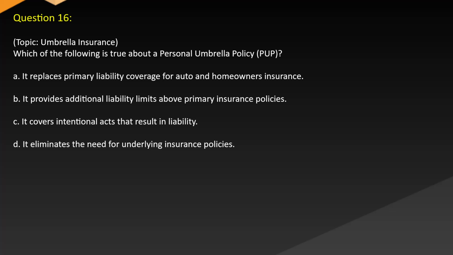Which of the following is true about a personal umbrella policy, or PUP? A. It replaces primary liability coverage for auto and homeowners insurance. B. It provides additional liability limits above primary insurance policies. C. It covers intentional acts that result in liability. D. It eliminates the need for underlying insurance policies.